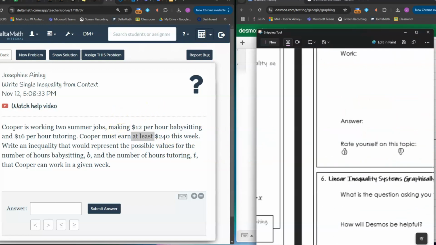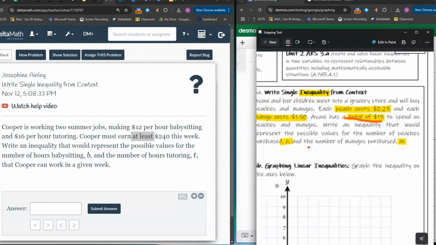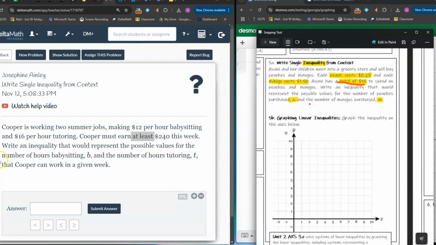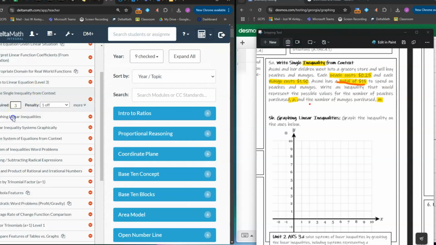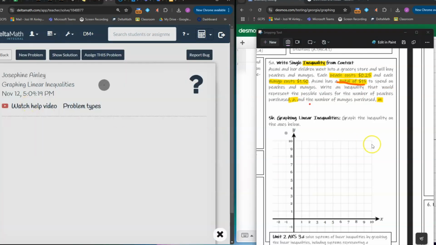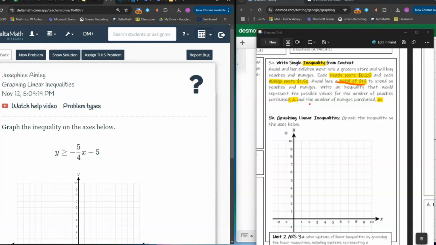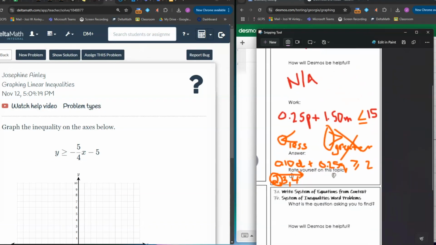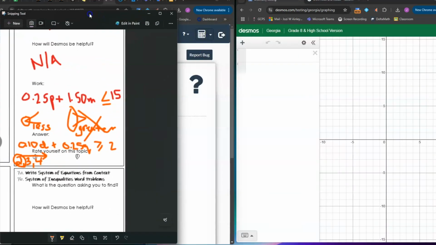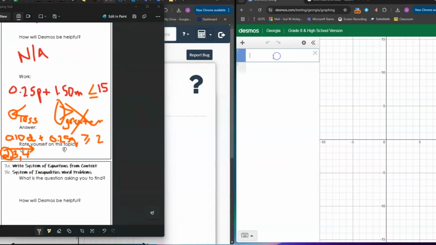Let me see if there's a part B to this question. All right, there is. So I'm going to go ahead and do both. That one is writing, and then after that, how do I graph it? I'm going to graph the same one that I wrote. This one's a different question, but I'm going to put the original one in my calculator.